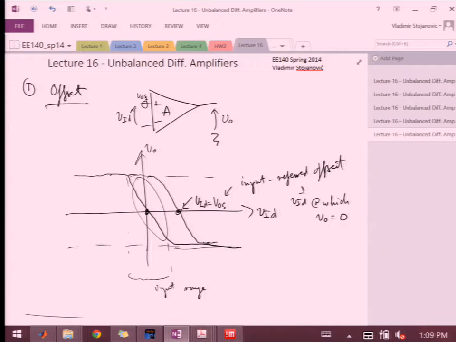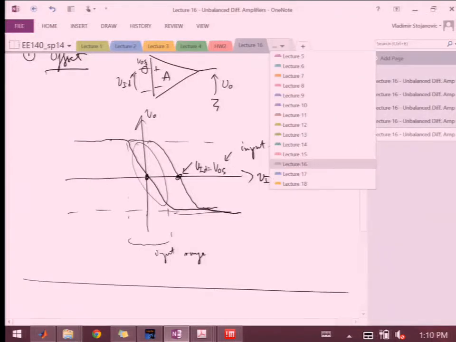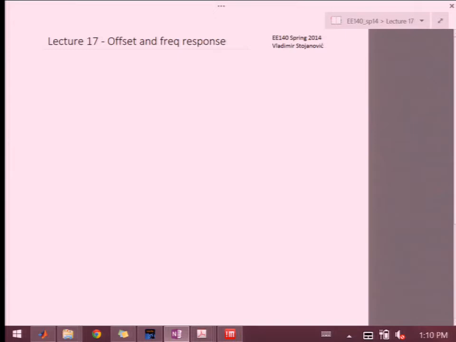What we talked about is that this creates a VOS, or the offset voltage, that shifts the transfer characteristics of the diff pair. And we defined the input-referred offset as the input voltage at which the output voltage equals 0. Right? So that was from last time. And today we're going to see some physical examples of where the offset comes from.